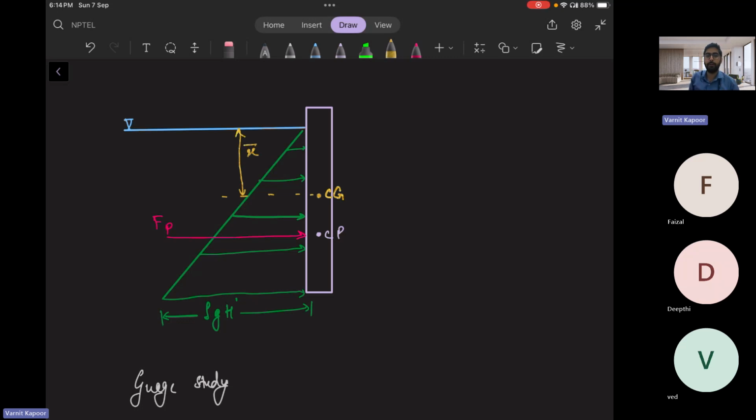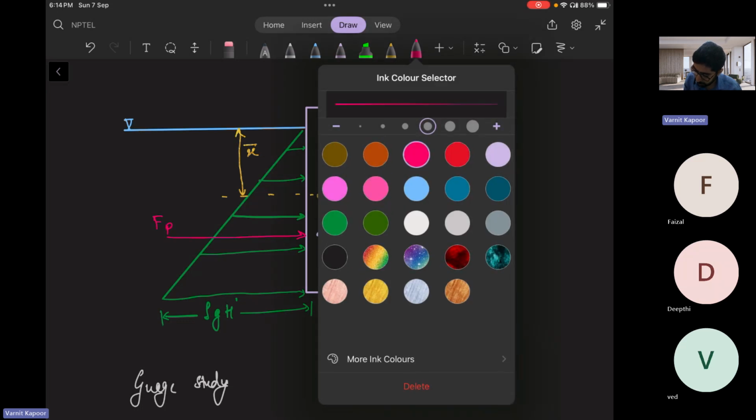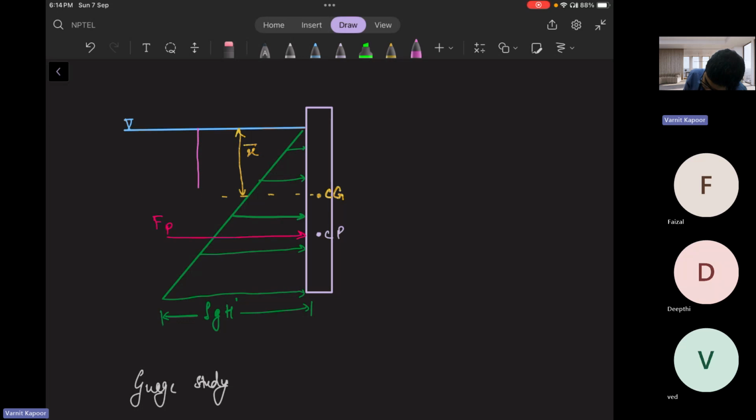Let us say it is x bar. X bar is your center of gravity position from the free surface, whereas the center of pressure is at a distance of h bar from the free surface.